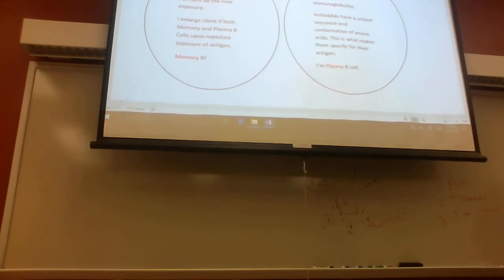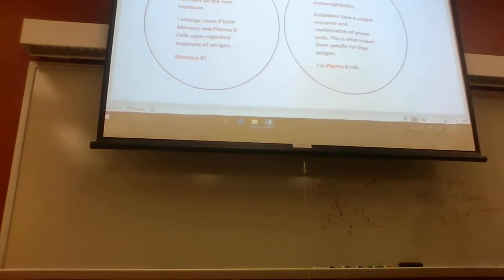They clone into memory B cells or plasma B cells when they see that exposure again, when they see that there's another pathogen in your body. Does that make sense? So basically your memory T cells and your memory B cells both turn into other cells. And they are both in training, they're both dormant. Except your B cells either turn into memory B cells or they turn into plasma B cells.